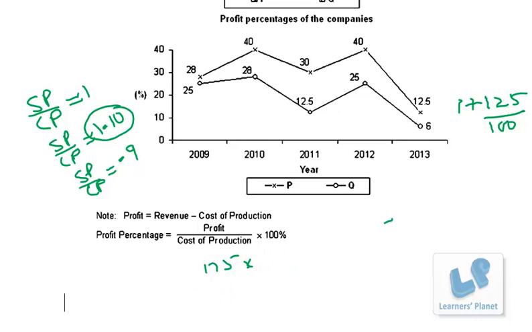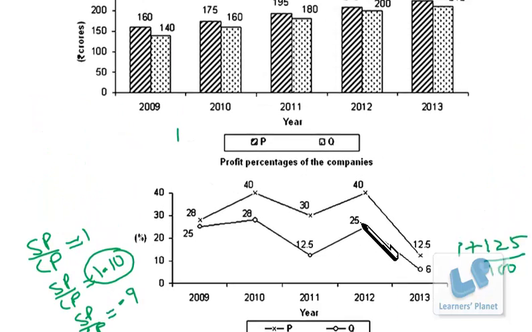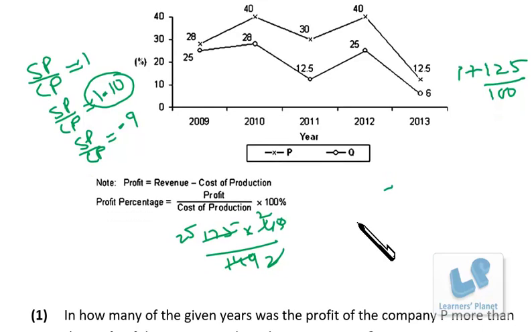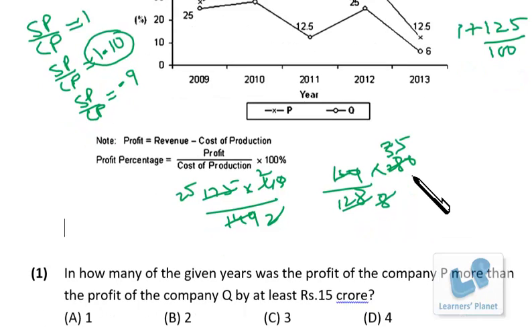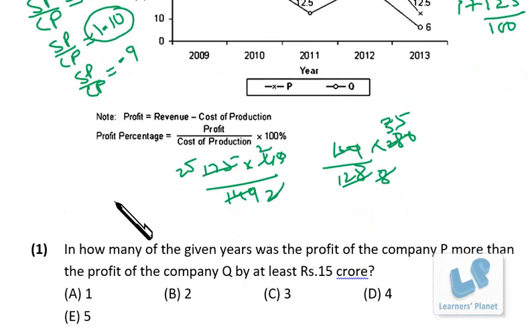So I write 40 upon 140. So that's 50, and then 160 upon 128, 28. So it's 25 into 250 and 35. So 15, yes, the difference is 15. So that's year 2010. We have one year.